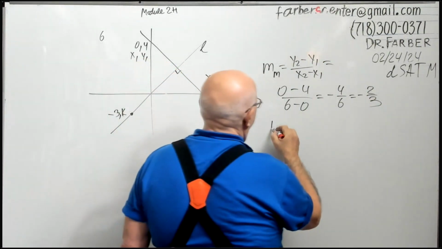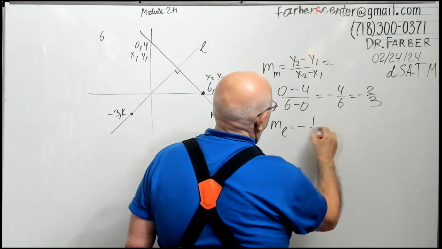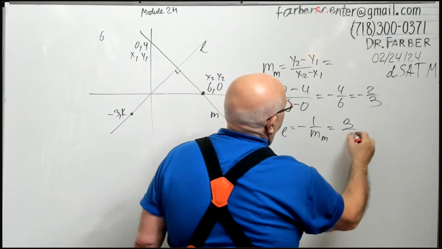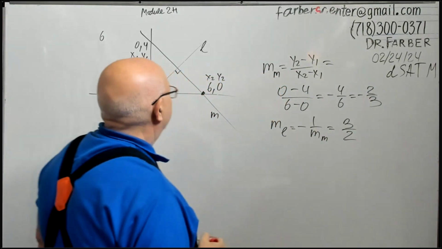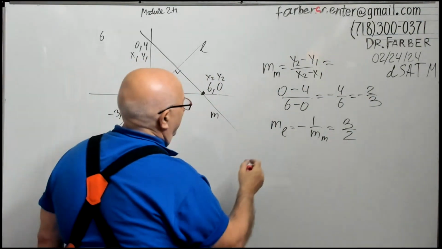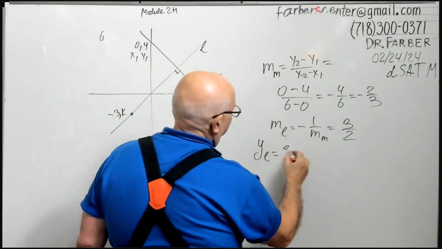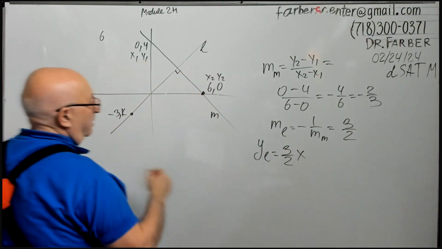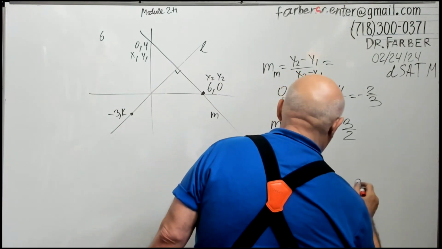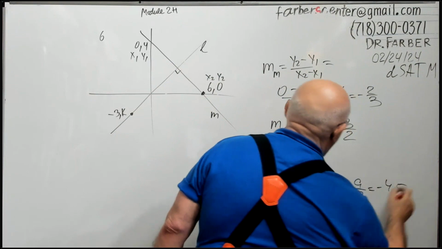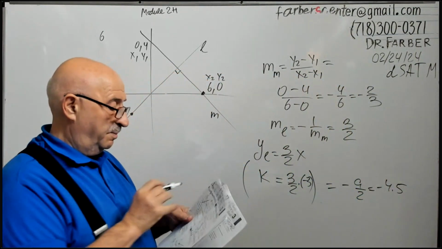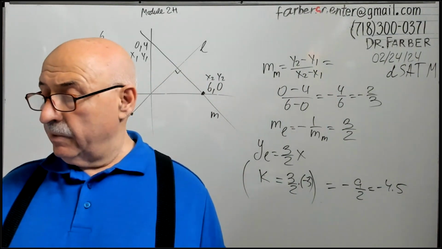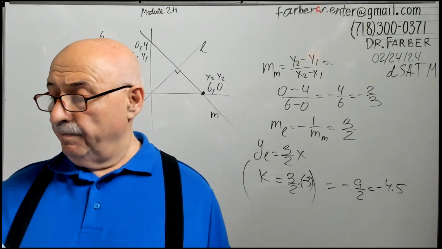Slope of line L is the negative reciprocal if they're perpendicular. It would be 3 over 2. Since it goes through 0, the equation of line L equals 3 over 2 x. And now, if you plug in instead of x, k, it would be negative 9 over 2, which is negative 4.5. So far, so good. You just have to know lines are negative reciprocal if they're perpendicular.